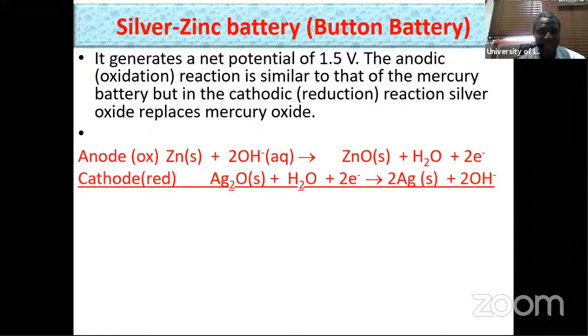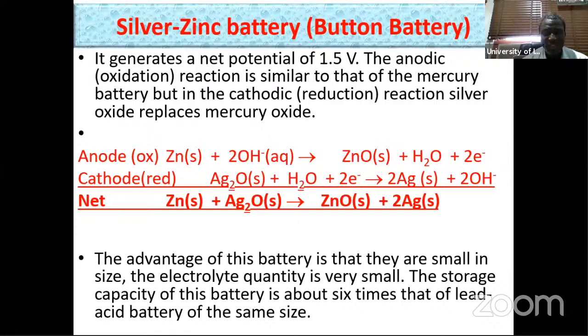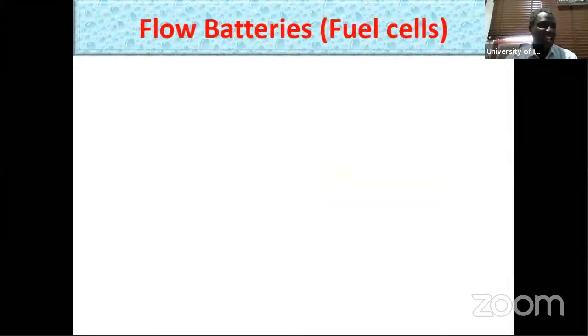And this is the anode equation, the cathode equation, the net equation, and of course, this is very, very good. If you have them of the same size as the lead acid storage battery, then they are going to be much, much more powerful, at least 6 times more powerful than the lead acid storage battery.